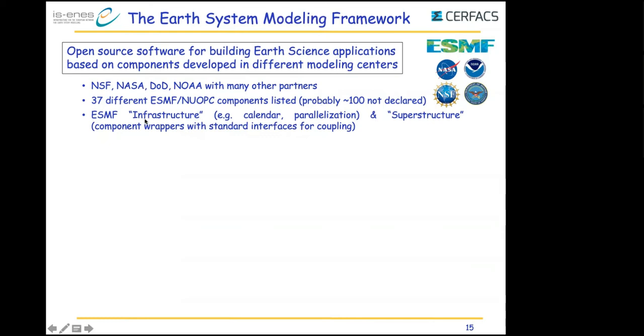ESMF, as most coupling software, offers what they call an infrastructure. Those are tools that you can use internally in your code, in your component, for example, to manage the time or to parallelize your code. And then you have what they call a superstructure, which is really the standard interface that you have to wrap your component in so that they can interact with other ESMF NUOPC components.